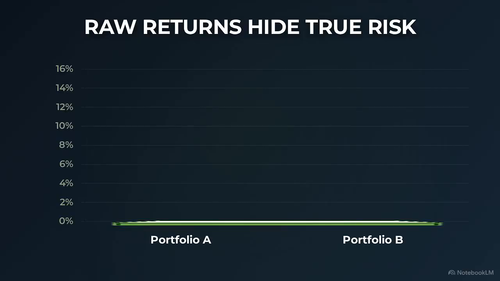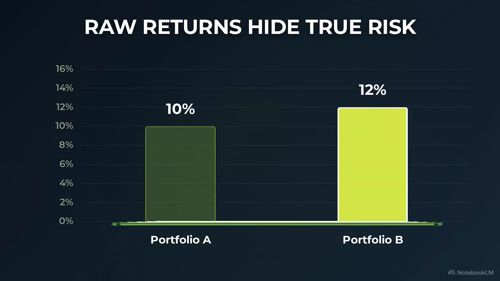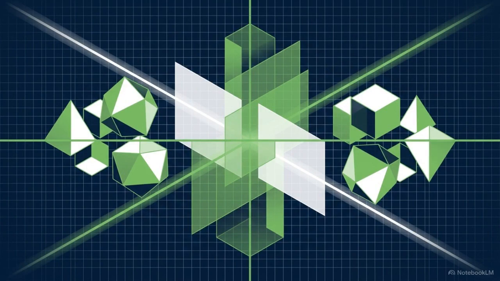Look back at our opening scenario, Portfolio A returning 10% and Portfolio B returning 12%. True performance is the final product of efficiently priced risk, exploited market anomalies, controlled psychology, and alignment with ultimate real-world objectives.